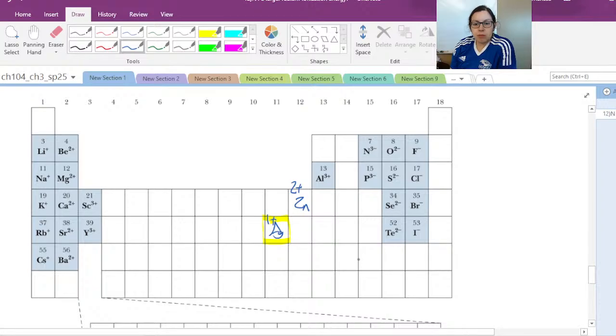And then we'll get into some weird ones later, so I'll point them out, such as indium. Indium can be 1+ and 3+, which is strange. And then next to it, tin, we'll find can be 2+ or 4+. And oh, and lead. So lead can also be 2+ or 4+. But we'll get into these. So I'll highlight. So zinc.